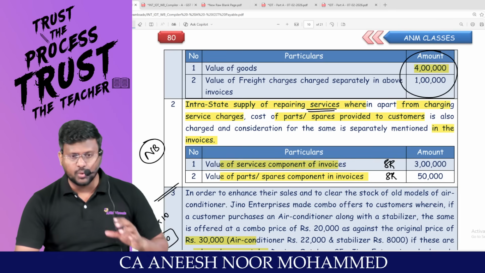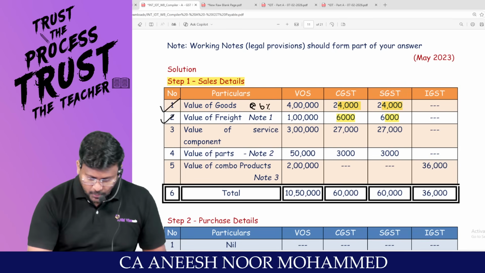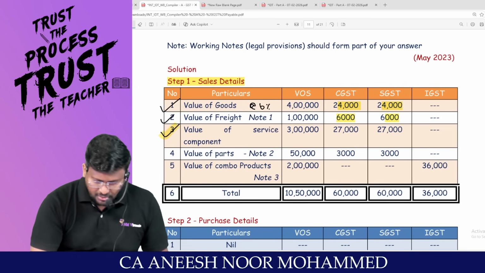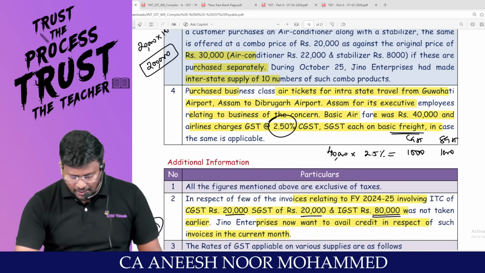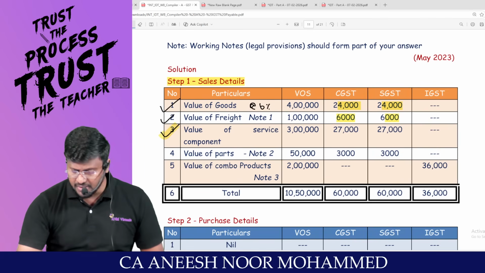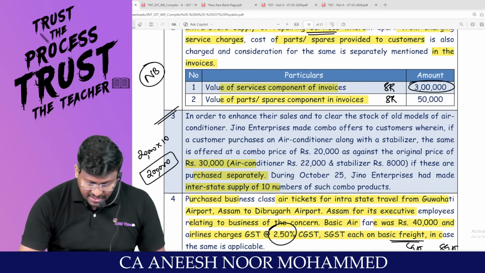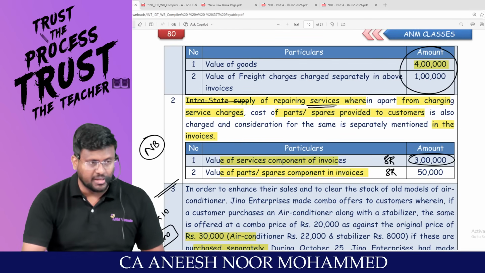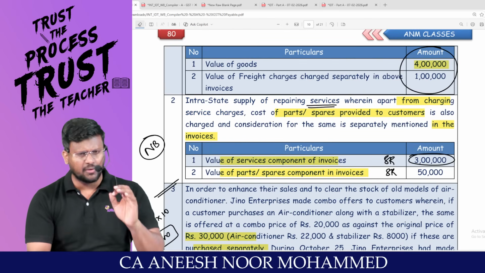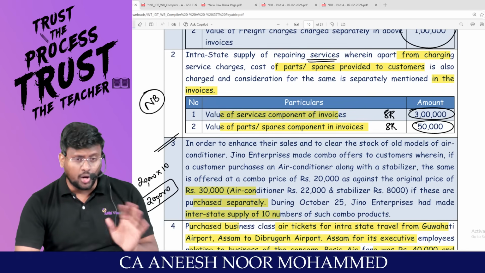My dear lovable students, for servicing the AC, how much you have charged? 3 lakh. That's what? For value of service component, 3 lakh. Sir, what is the rate of GST for services? 9%. So 3 lakh into 9%, 27,000, 27,000. And that service is an intrastate supply. That's why it is CGST and SGST. Comfortable? Whereas for this 50,000, this is not a composite supply.